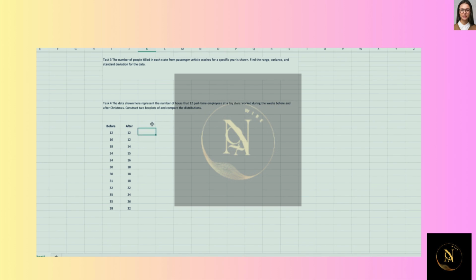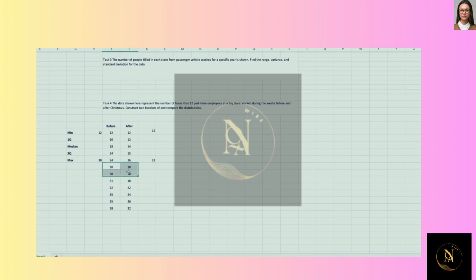Then it wants you to construct 2 box plots and compare the distributions. So first of all, for before, minimum, first quartile, median, third quartile, and then we have the maximum, okay? So for the before, the minimum is 12, the maximum is 38. For the after, the minimum is 12, the maximum is 32. For the median, there's 1, 2, 3, 4, 5, 6, 7, 8, 9, 10, 11, 12. So 1, 2, 3, 4, 5, 6.